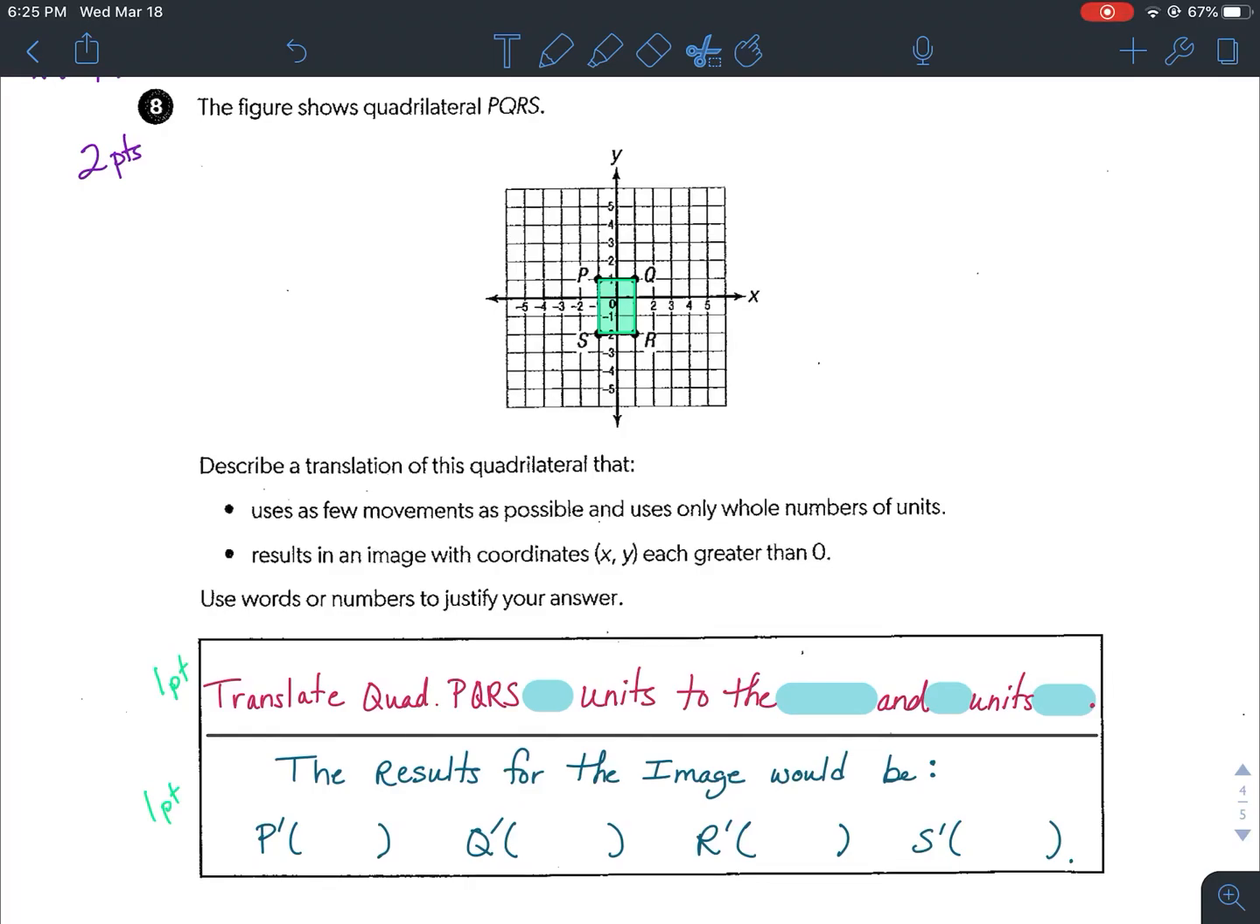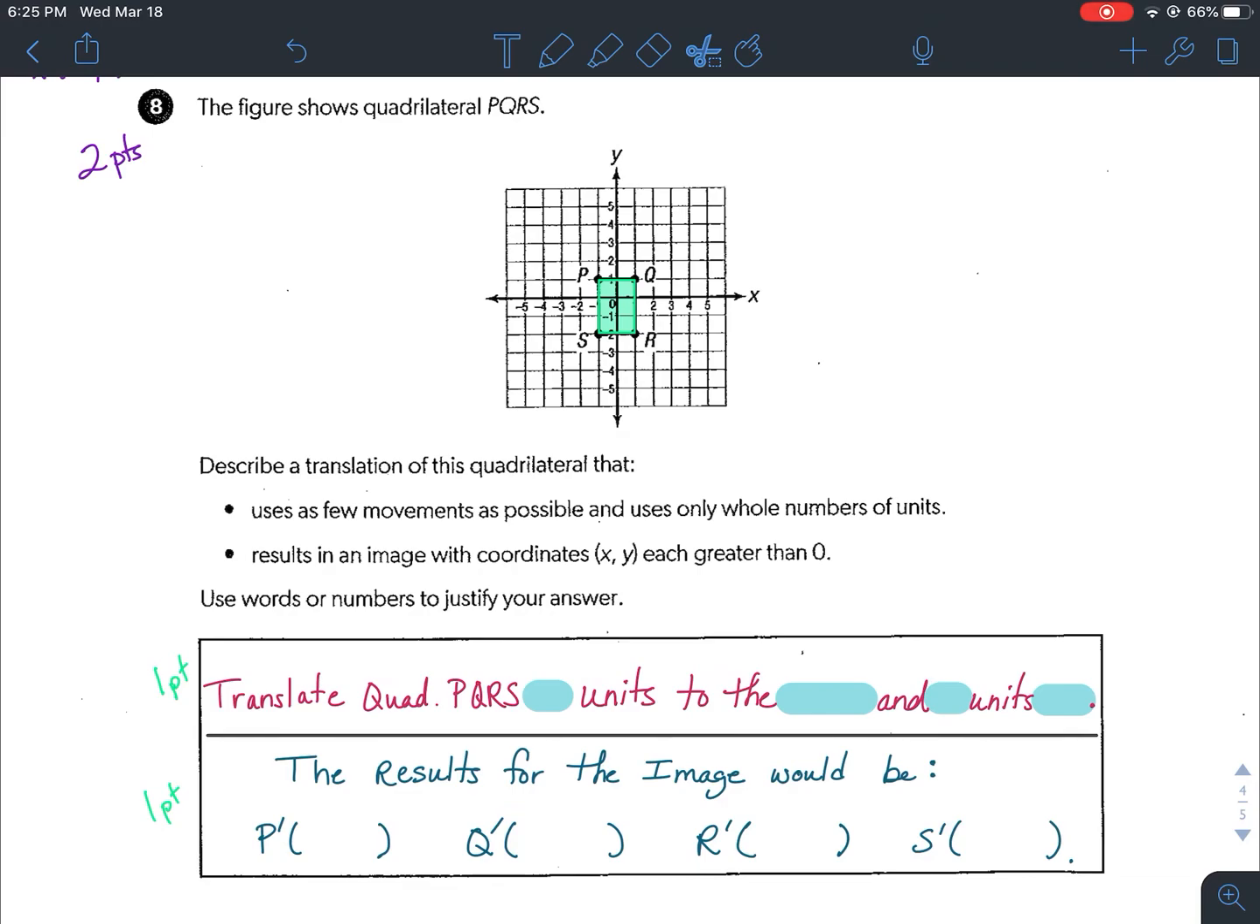Okay, question number 8. Question number 8 is worth 2 points, one for stating what the translation is, and the other point for the ordered pairs of the image when we are finished. So it says the figure shows quadrilateral PQRS. They want us to describe a translation of this quadrilateral that uses as few movements as possible and uses only whole number units, and results in an image with coordinates x and y, each greater than 0.